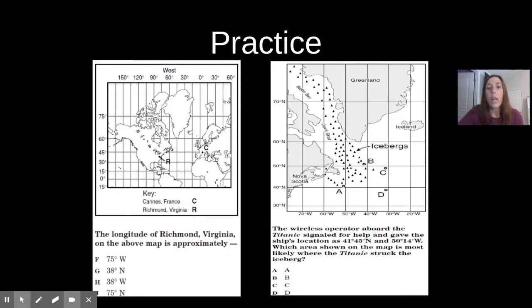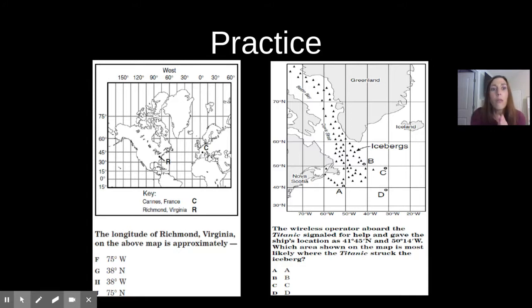Okay, so we have 2 practice questions. You guys have these in your notes too. So let's look at the one on the left first. The longitude of Richmond, Virginia on the above map is approximately what? So we're looking at that letter R and where the dot is, and we're looking for the longitude. So the lines that run up and down. But don't get confused, because the lines that run up and down, the numbers that go with them are on the top and sometimes on the bottom.